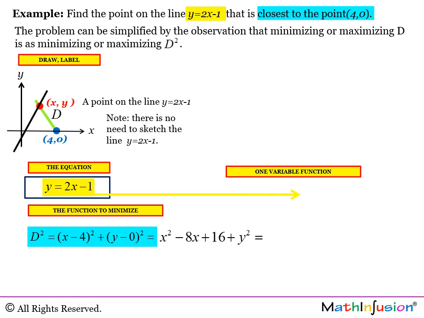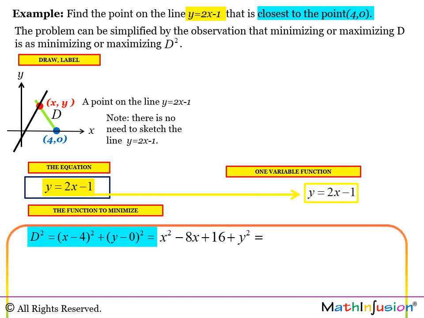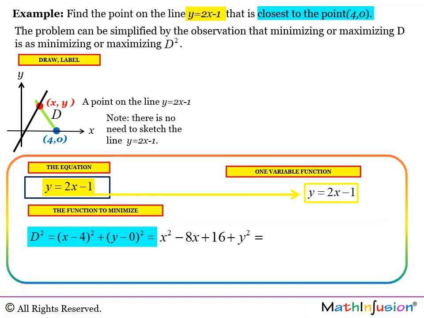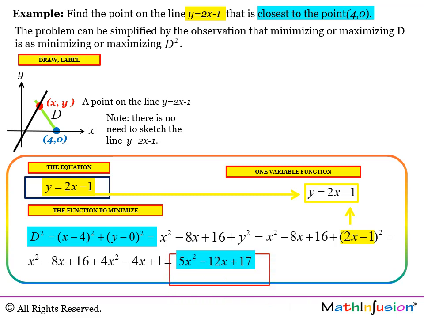Okay, and we are going now to use that. And finally, we have one variable only. We are going to simplify that. And we get this quadratic: 5x to the power of 2 minus 12x plus 17.